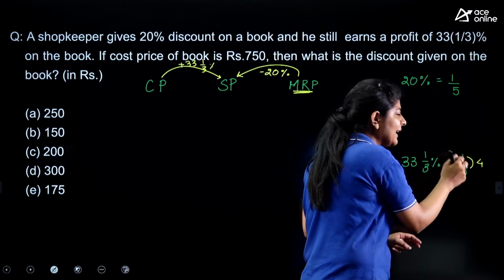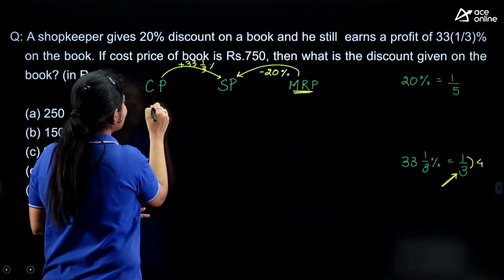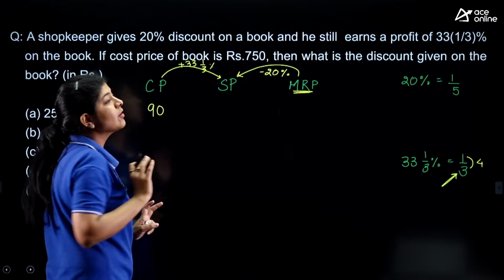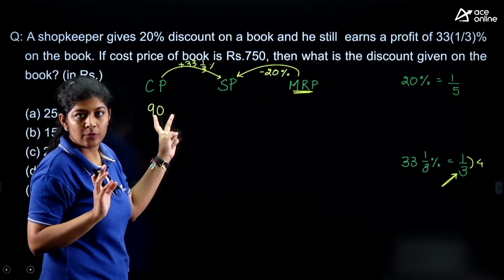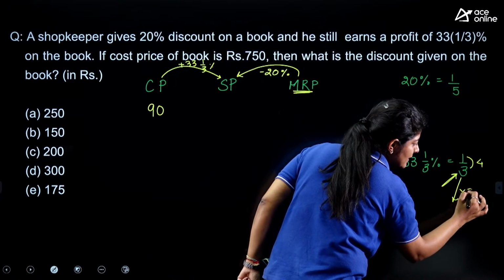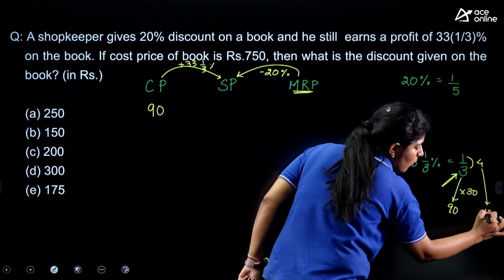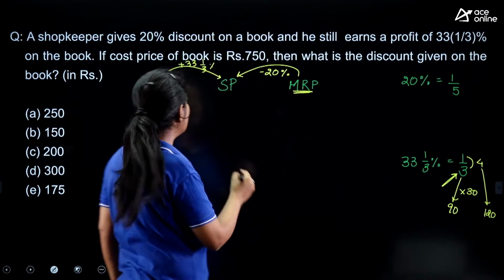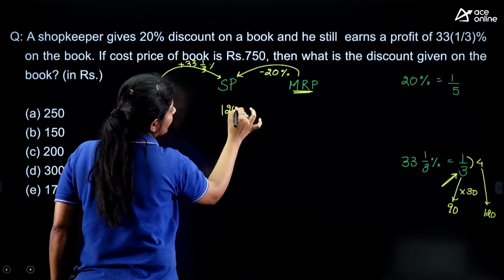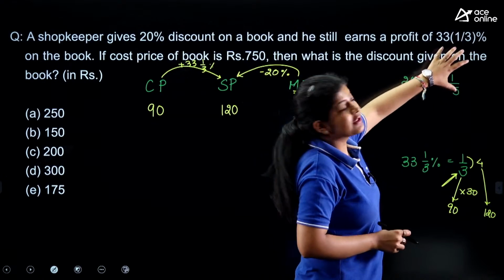So I am just taking any assumed number which is a multiple of 3. So I am assuming that 90 is my cost price. This is my assumed value, right? If 90 is my cost price, that means it is a multiple of 30. So 120. My SP will become 120, right? Now let's start talking about this particular fraction.